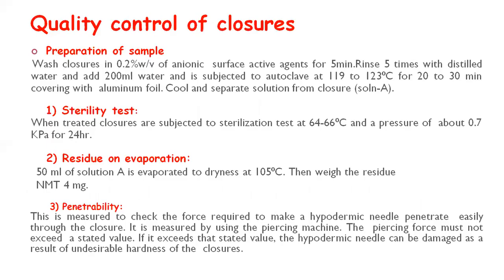Quality control of closures. Preparation of sample. Wash closures in 0.2% weight by volume of anionic surface active agents for 5 minutes. Rinse 5 times with distilled water, add 200 ml water and subject to autoclave at 119 to 123 degrees Celsius for 20 to 30 minutes, covering with aluminum foil. Cool and separate the solution from the closures. This is solution A.